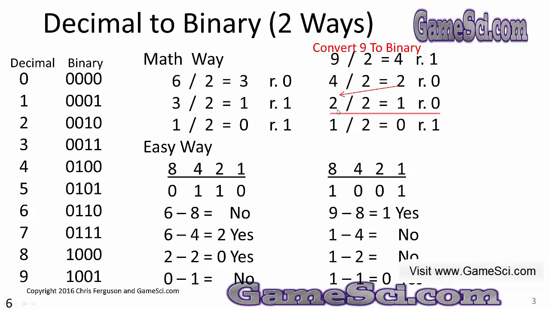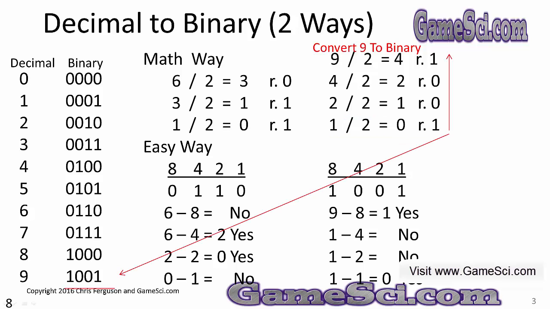I'll take the 2 that is left and do a 2 divided by 2, which answers 1 with a remainder of 0. I'll take that 1 that is left and do a 1 divided by 2, which the answer is 0 with a remainder of 1. I've reached 0, so I'm done.